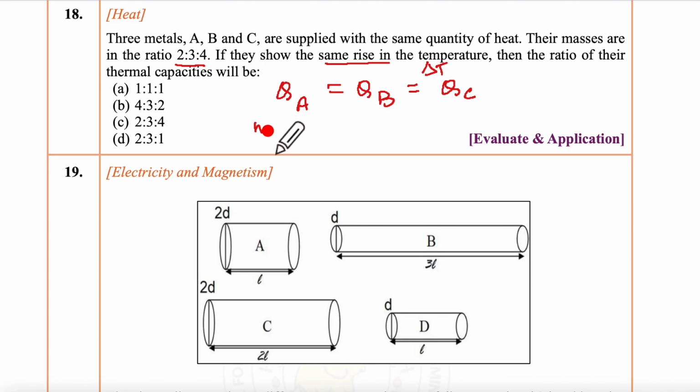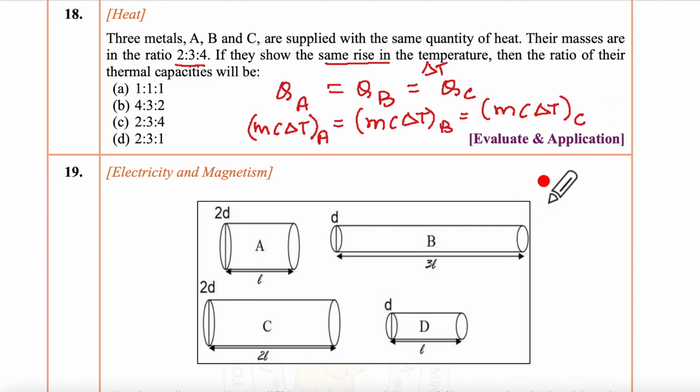Now Q is equal to MC delta T for A will be the same as MC delta T for B will be the same as MC delta T for C. The thermal capacity ratio is required. Now thermal capacity is C dash, and the formula for that is M into C. So for this, I am going to substitute C dash into delta T. Now they have delta T for each one of them same.